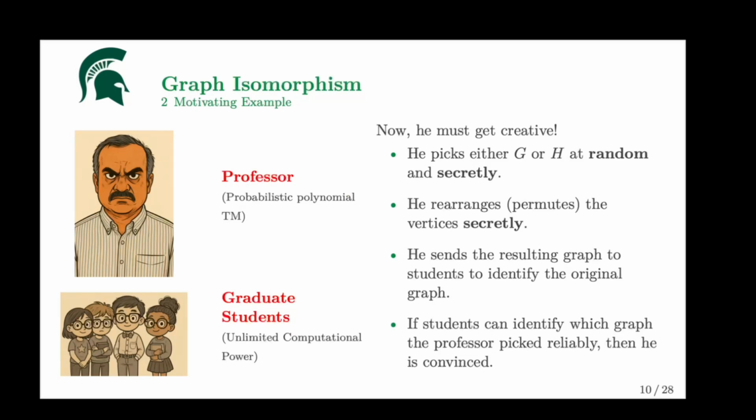If the students can reliably identify the correct graph that the professor picked, then he'll be convinced that the graphs are not isomorphic. However, if the students were trying to deceive the professor, they would have had no way of distinguishing the graphs since they are isomorphic. Now, the professor would easily know that they were lying. This interaction between a verifier and a prover is the foundation of interactive proof systems. Now that we have an understanding of what interactive proof systems are and how they work, we can begin to introduce them formally.